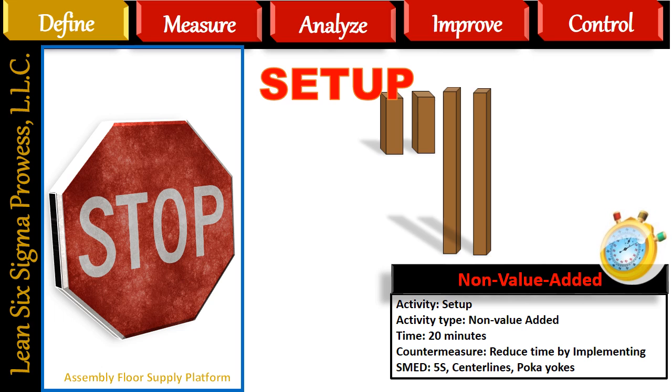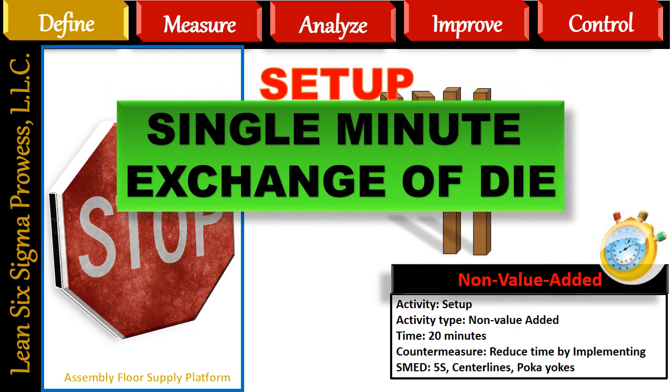Countermeasures include implementing single-minute exchange of die, SMED, in order to identify the non-value-added activities and eliminate or reduce their impact. Improvements identified during a SMED activity are typically 5S, workplace efficiency, center lines, demarcations on equipment line that are used for placements of conveyor belts or other equipment that requires alignment such as transition points, spacers, dials, equipment settings, etc. And, POCA yokes, error proofing, prevents incorrect setup. SMED reduces the following types of waste: motion, defects, waiting, and excess processing.